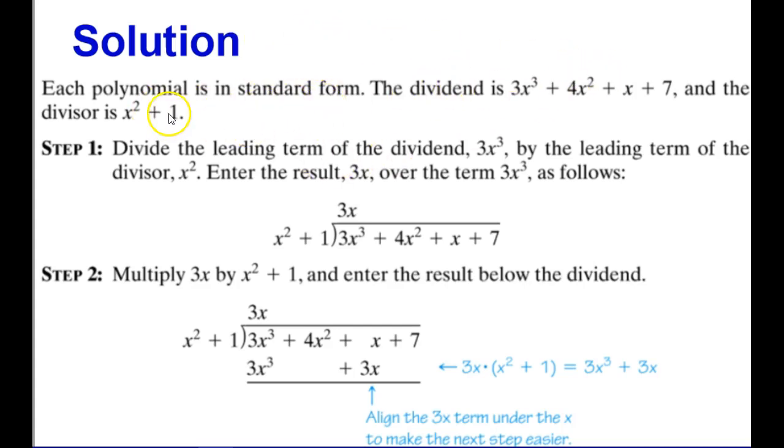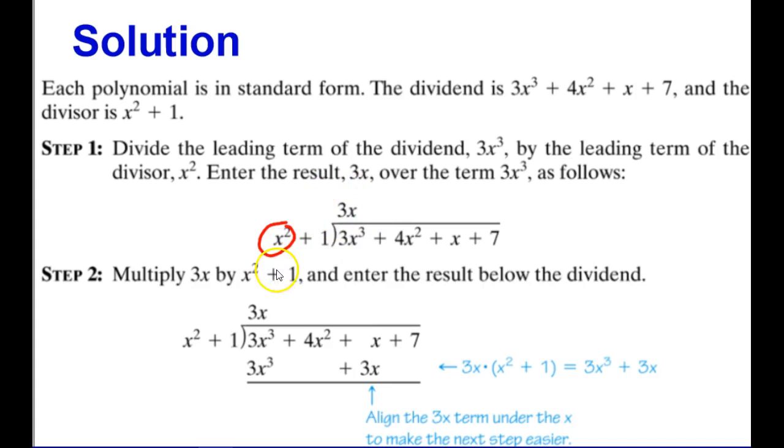So I've got my dividend and my divisor. Now I only care about this leading term. I only care about this x squared. So I look at this x squared. How many times does x squared go into 3x cubed? Well, I know that x squared times 3x will give me 3x cubed. So now this is going to be up here.